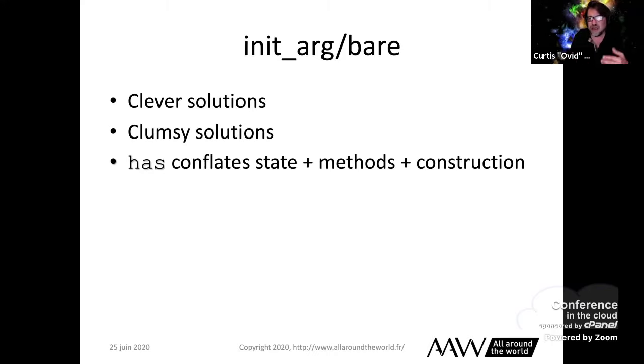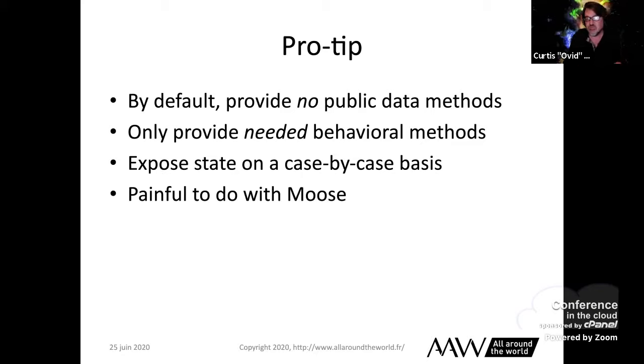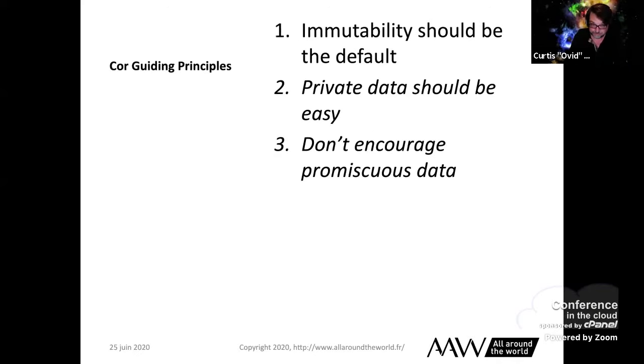How would you solve this in Core? Well, first of all, as a pro tip, when you're writing a class, don't provide any public data methods. Don't let anyone read your data directly. You only provide needed behavioral methods. And if you have to expose the state, do it on a case-by-case basis. Don't just by default give everyone all of that, because now your contract's a lot bigger, and if you realize later on you shouldn't have exposed the name attribute, now it's harder to pull that back because you already have done that. And it's kind of painful to do this in use.